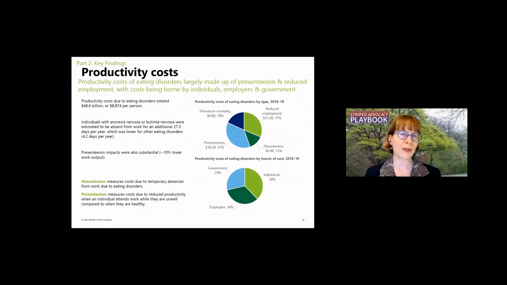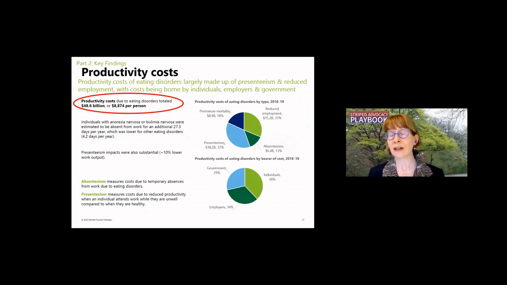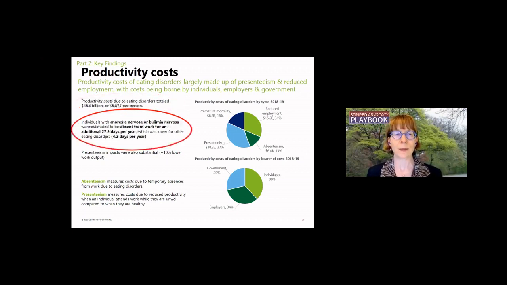Productivity costs. Now, a reminder, this has to do with workplace, people being able to work or not being able to work, either because of their own eating disorder or caring for a family member. The estimate on the productivity costs is nearly $49 billion out of the total of $65 billion, and that's in a single year, cost to the economy, or close to $9,000 per person in productivity losses.